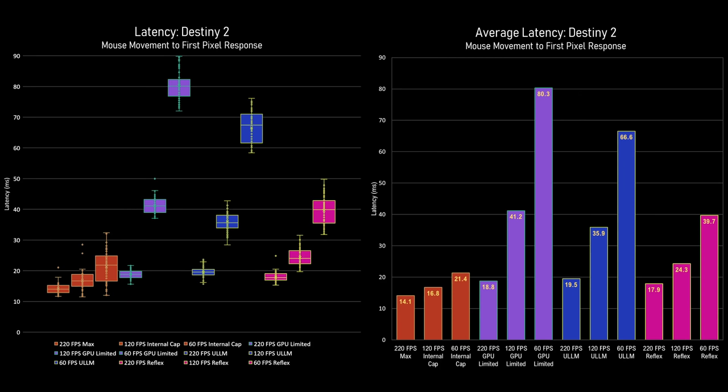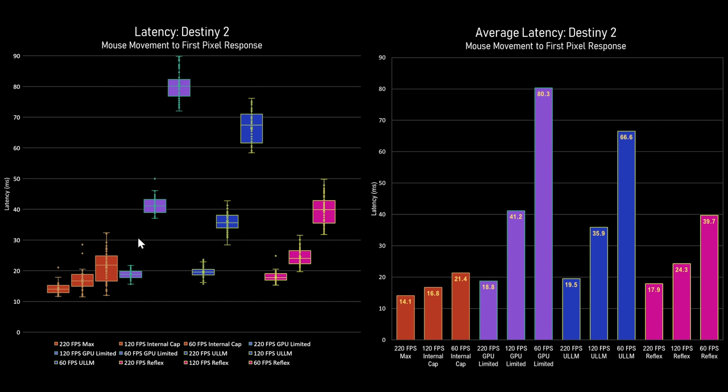Here's where the good stuff happens. At 220fps, Reflex is only about 1 millisecond better than the pure GPU-limited case. But at 120fps, instead of 41.2 or 35.9, Reflex allows that to drop to 24.3 milliseconds. And the improvement at 60fps is staggering. 80.3 milliseconds down to 66.6, down to 39.7. Reflex cut the lag at 60fps in half.